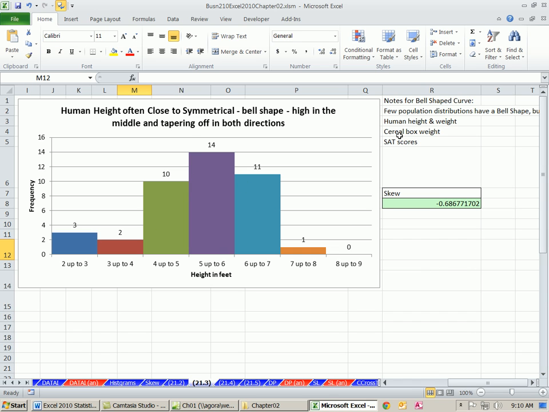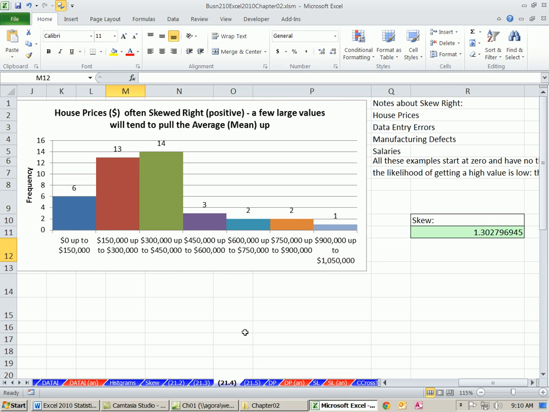So cereal box weight or bags of lettuce or spinach at the supermarket, those all tend to have a bell-shaped distribution. SAT scores also. Let's go to 21.4. Now, this distribution is skewed to the right. Positive. Now, for house prices, that makes sense. But think about this. What about salaries?